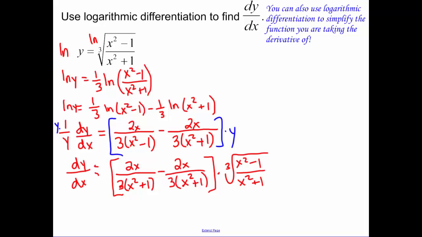And that's how you do logarithmic differentiation. Just kind of makes that derivative a little bit nicer. And also, if you think about it, we would have to do a quotient rule, and we try to avoid the quotient rule.